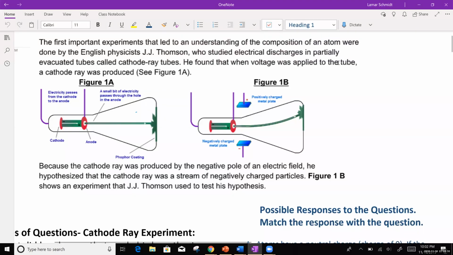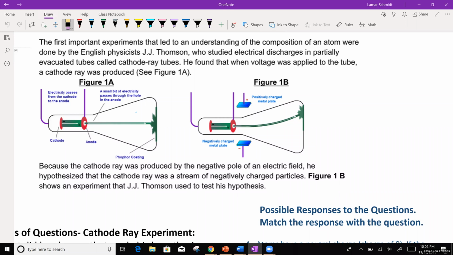All right, welcome to Unit 1 quiz review. So the first thing we're going to look at is this cathode ray experiment. And in the cathode ray experiment, I have a little write-up here.